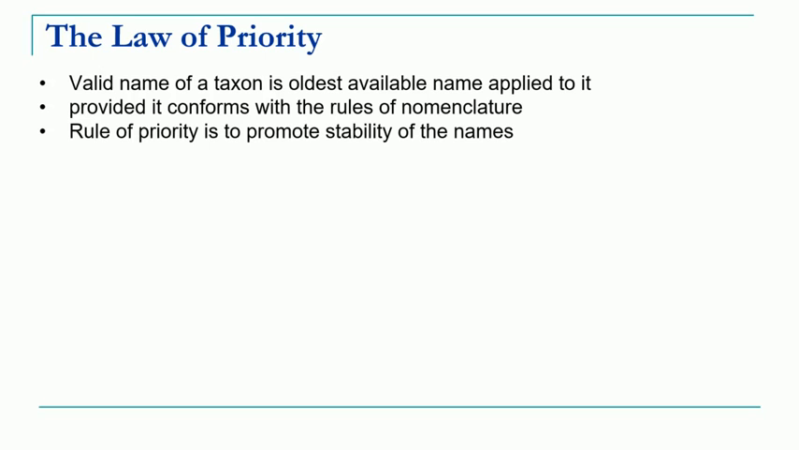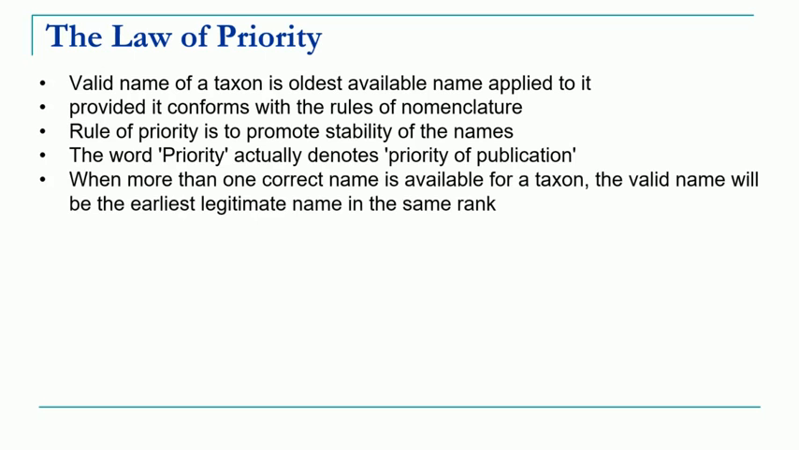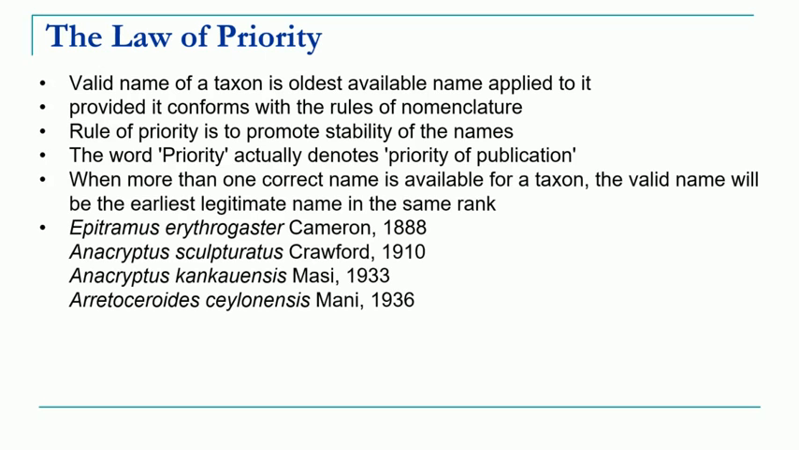Okay, and the word priority actually means priority of publication. So if a name is published earlier, that name is the accepted name or the valid name for a particular species. It is also called a legitimate name. So let's take an example. There are these various species.